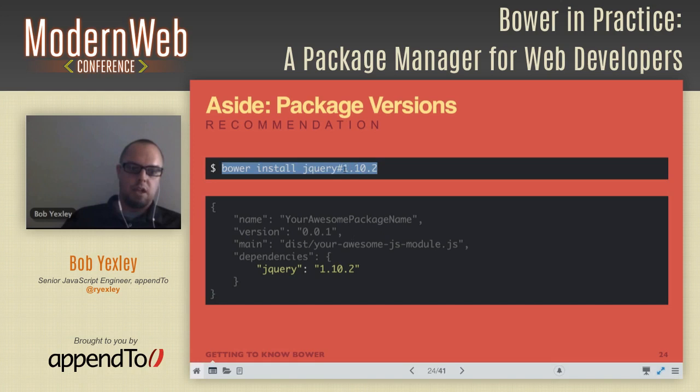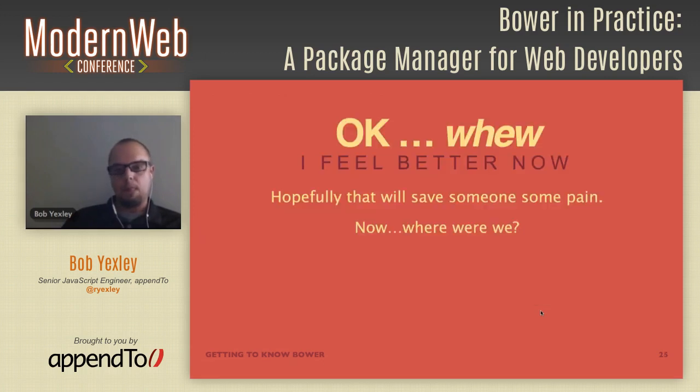So now this is what I mean. bower install jquery#1.10.2, and this is what it'll look like in your bower.json file. Notice the lack of the tilde preceding the package number. Okay, I feel better now. I hope that helps save somebody some pain.